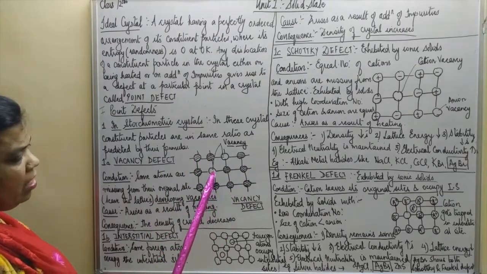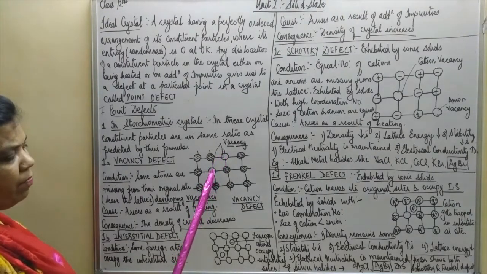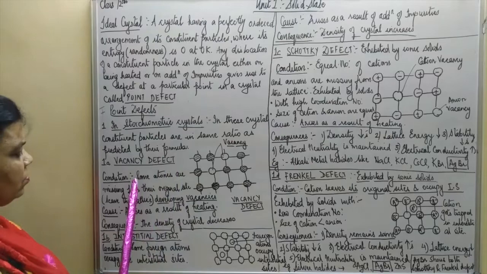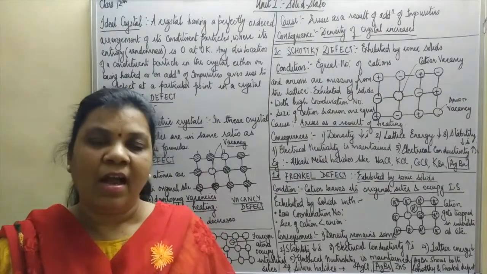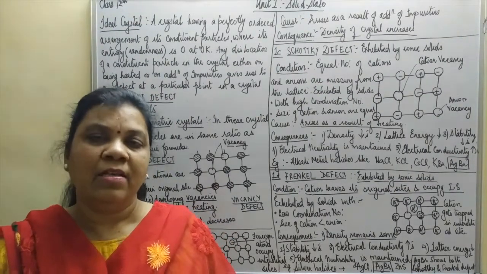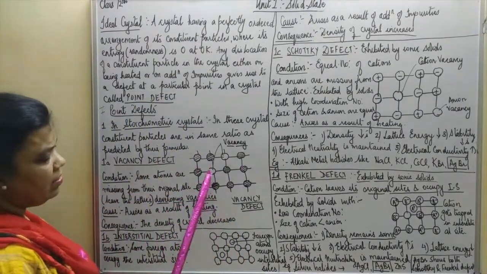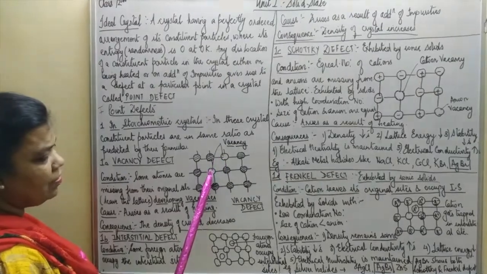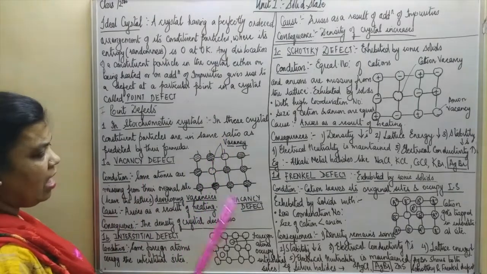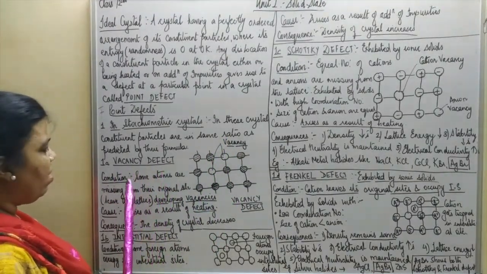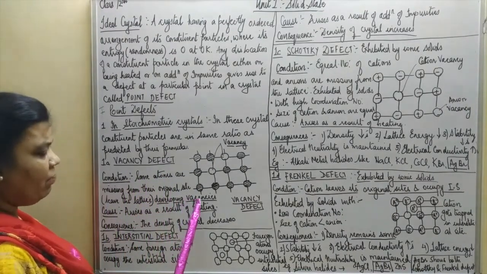In vacancy defect, the atoms leave their original site. The atoms dislocate from their original site and leave the lattice. Any defect we will be studying under 3 C's: condition, cause, consequence. So let us discuss the 3 C's of the vacancy defect. In the diagram you can see the atoms have left their original site and gone out of the lattice, giving rise to vacancies, and hence this defect is called vacancy defect. Some atoms are missing from their original site, they leave the lattice, developing vacancies.